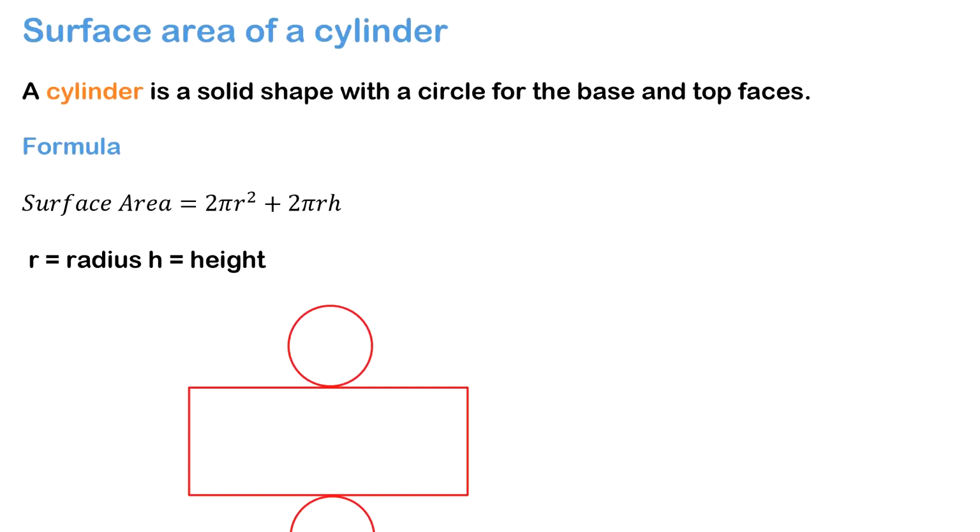Now, remember, if I look at this section here, this is saying it's 2 times pi times r times h. So when you're using a calculator or solving questions, make sure you're including your multiplication signs between each of the variables there. Now, r is the radius of the circles and h is the height.